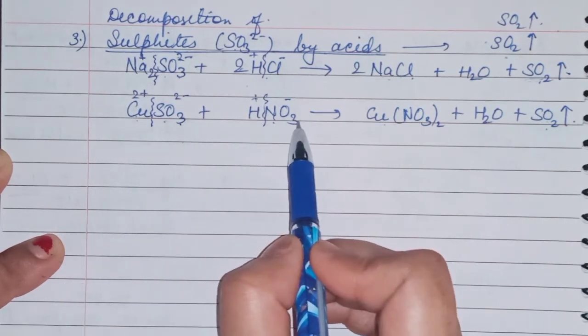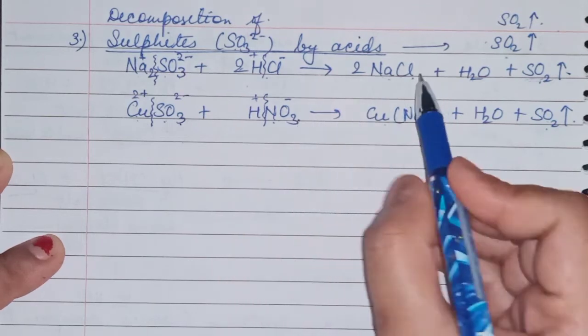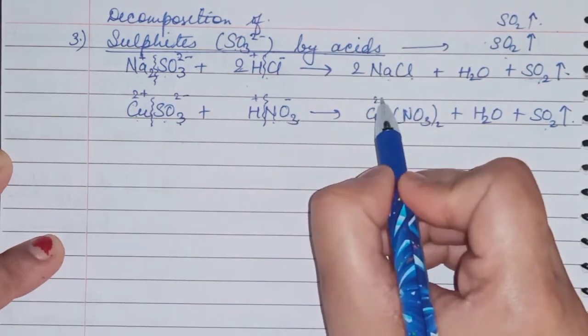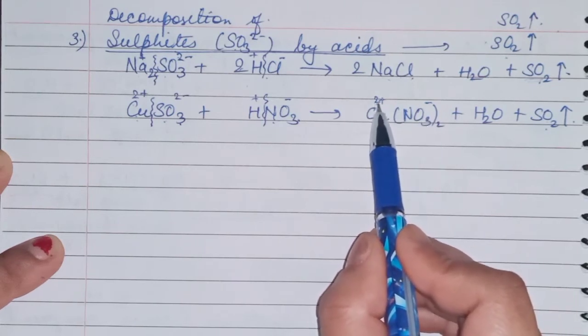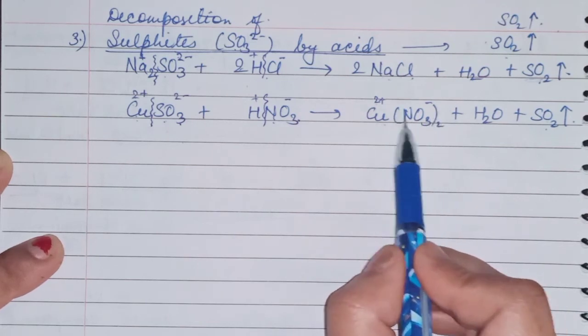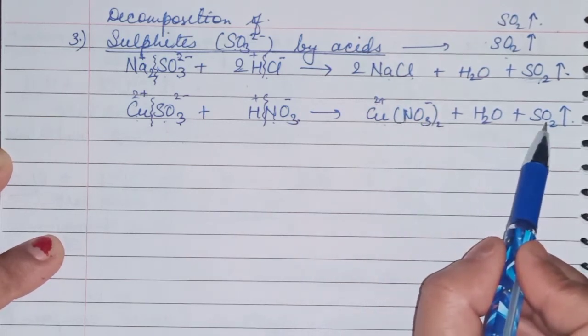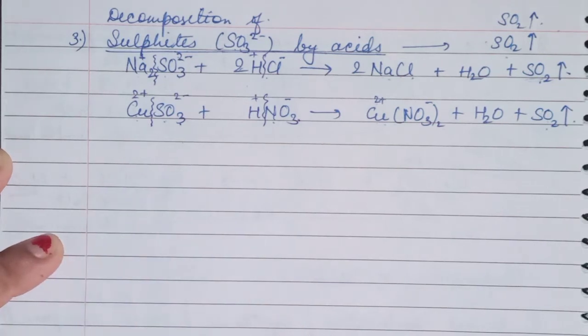Cu and NO3, plus and minus ions, because salts are ionic compounds. So Cu2+ and NO3-, these two ions are combining. After the exchange of valency, the compound will be Cu(NO3)2, and water and SO2 gas are formed. Okay, children? I hope it is clear for you.